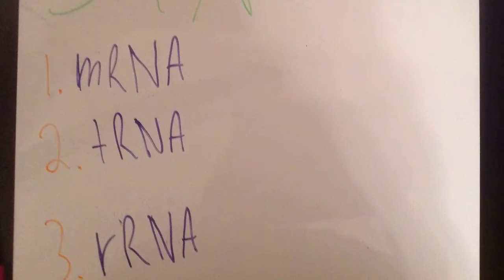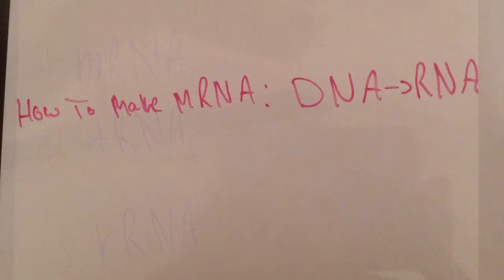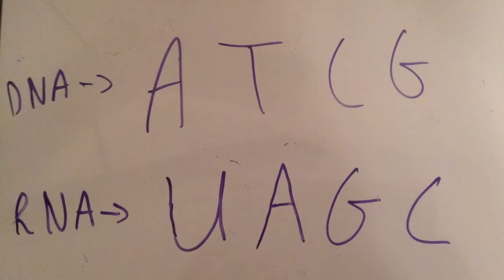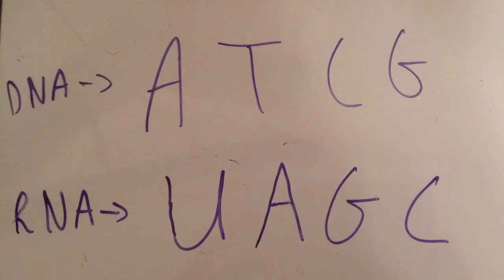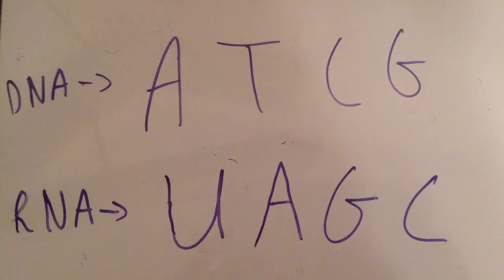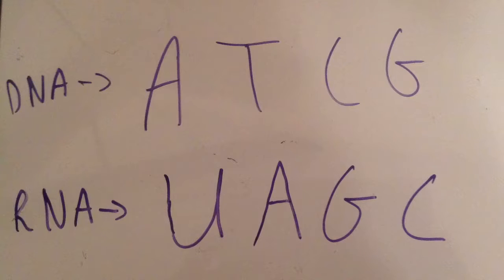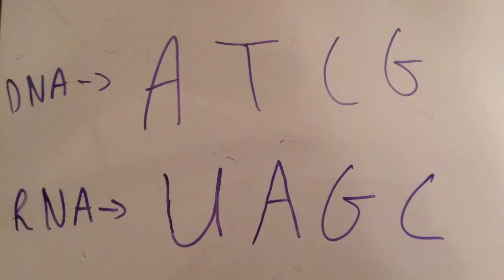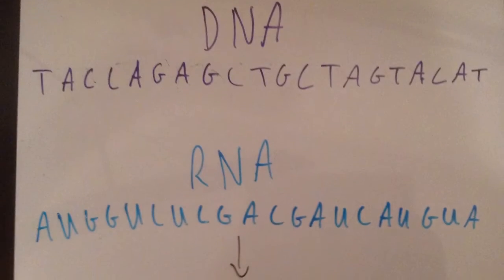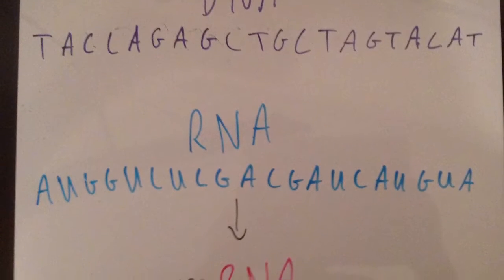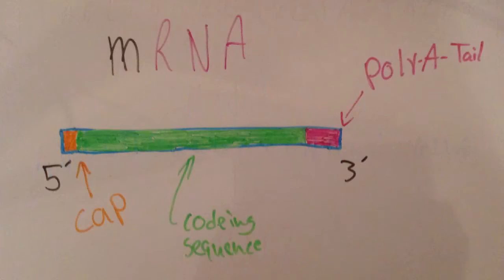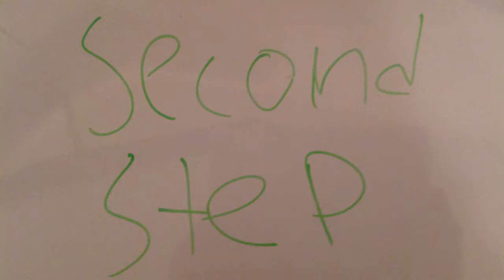For this step, we will make mRNA. But how do you actually make mRNA? Well, you take DNA and transcribe it into RNA. In this process, RNA polymerase will be transcribing DNA nucleobases into RNA nucleobases. This will make the coding sequence of mRNA. Now we add a cap on the 5' end of mRNA and a poly A tail on the 3' end of mRNA. We now have the mRNA created.